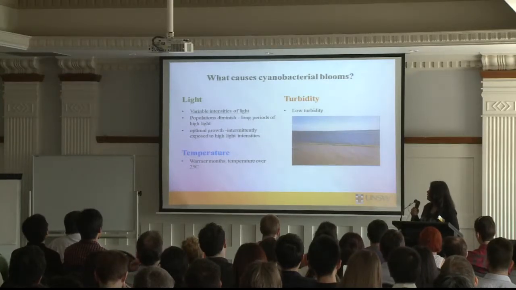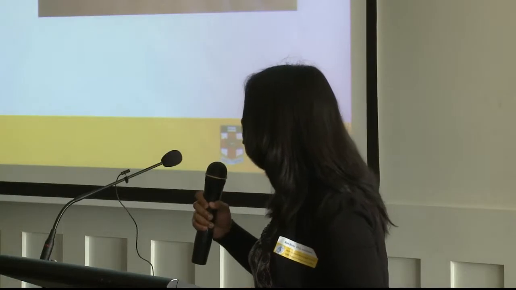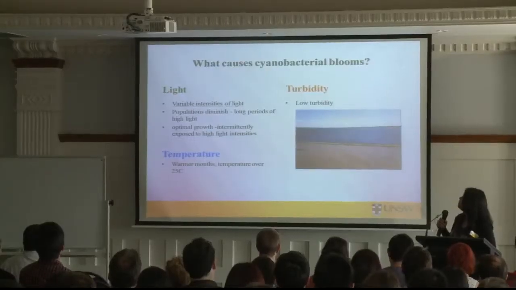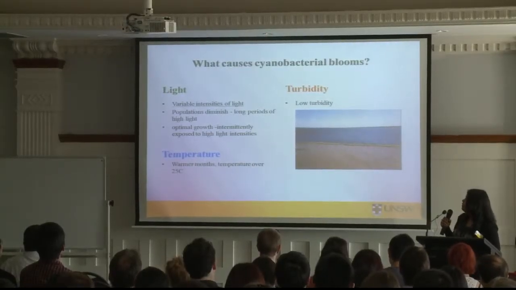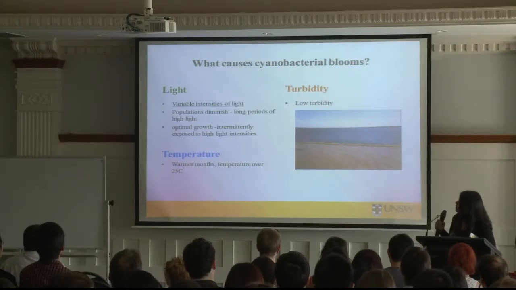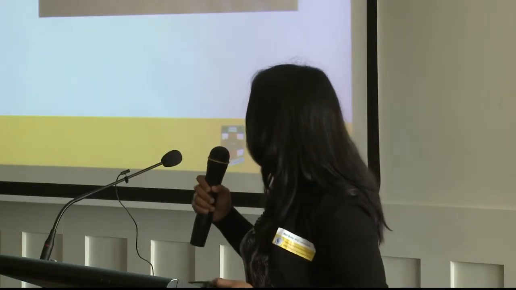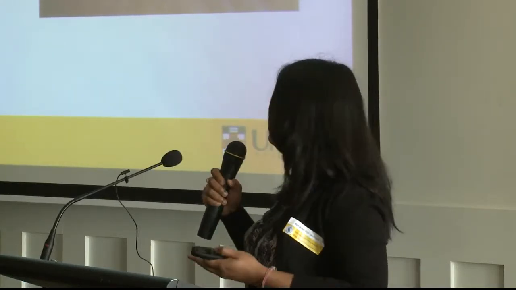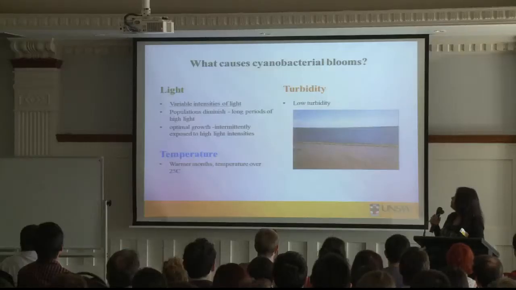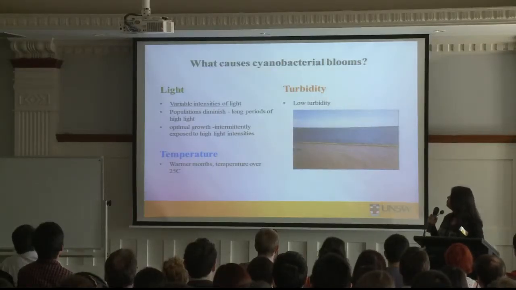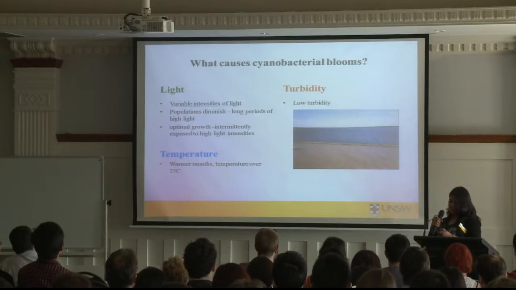Other factors: light. Variable intensities of light help cyanobacterial blooms. Temperature: it likes warm months, when your water bodies can get blooms. Turbidity: if you look at the picture, the blue water has low turbidity. Turbidity means there's stuff floating in the water because of which the sun rays can't really reach. So if you have nice, pristine, lovely blue water, that can help cyanobacterial growth.